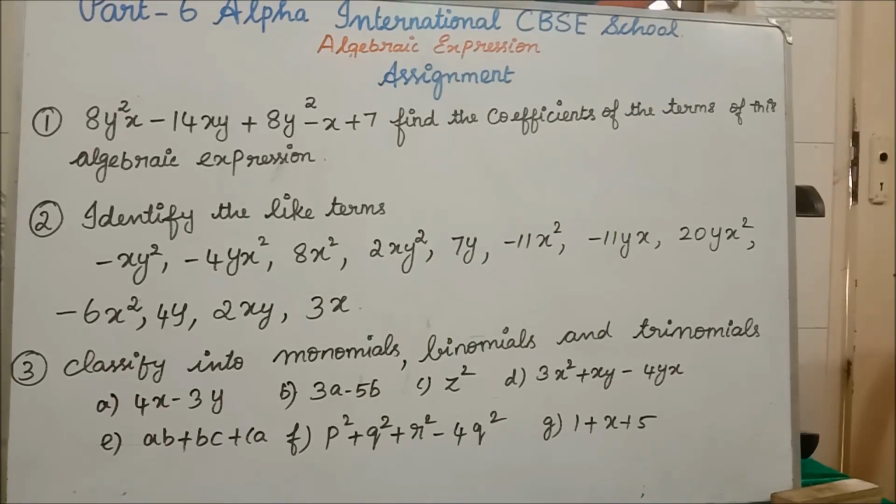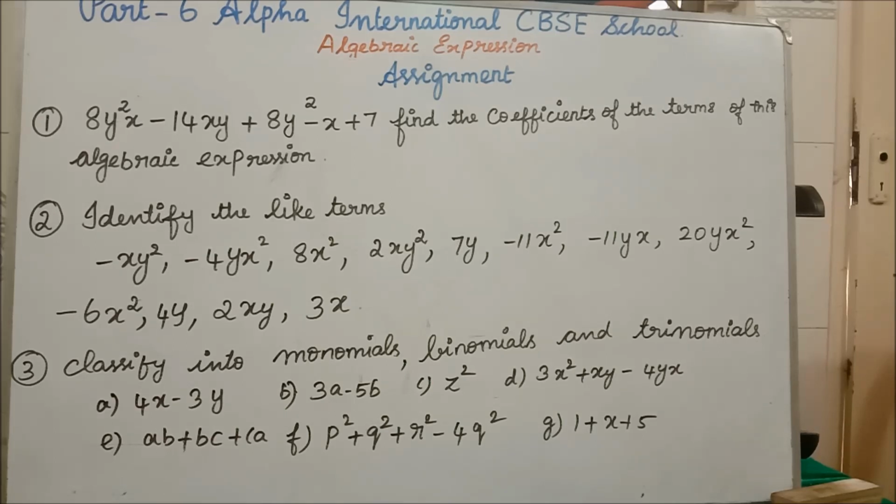Students, this is your assignment based on today's topic. In today's topic, what are the things we have learned? We have learned what is an algebraic expression, and what we mean by terms, constant, and coefficient, then like terms and unlike terms. Then we learned what is monomial, binomial, trinomial, and polynomial. Everything we have learned, isn't it? So totally we have learned the chapter algebraic expressions.